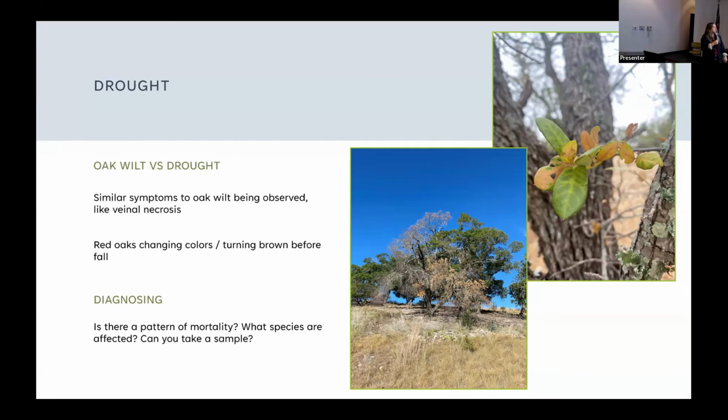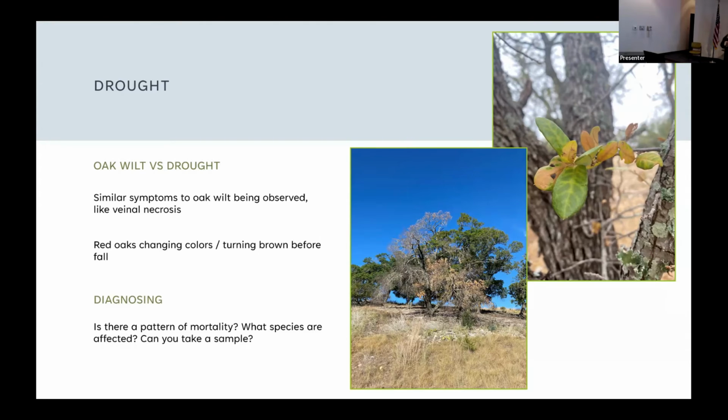So I went to a site recently where there were tall live oaks and then juniper underneath them. And the tall live oaks were pretty thin. There was a little bit of veinal necrosis happening, not a ton. But then down below, the junipers are turning brown, all their needles. And then I look at the Texas persimmon and they're yellowing and turning brown. So, looking at what other species are affected.